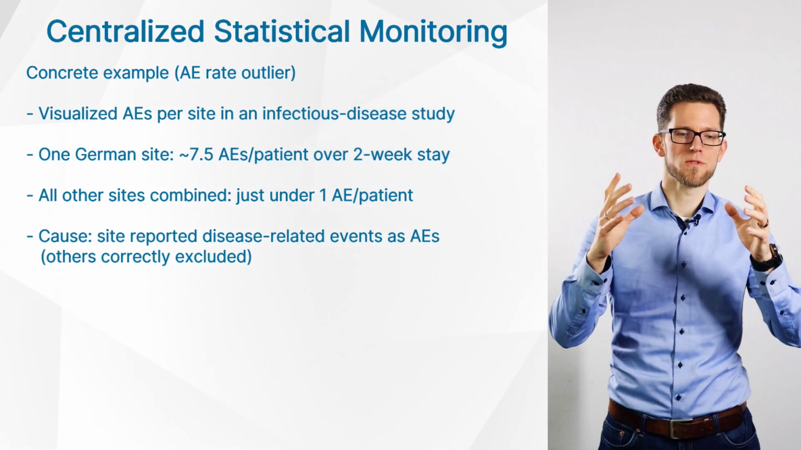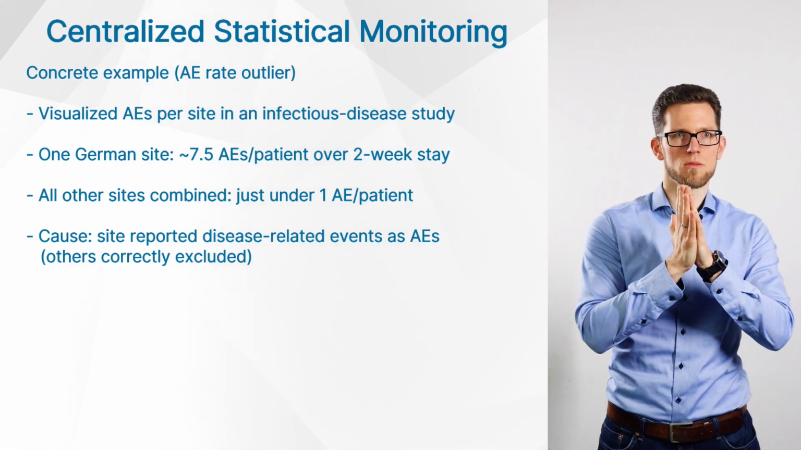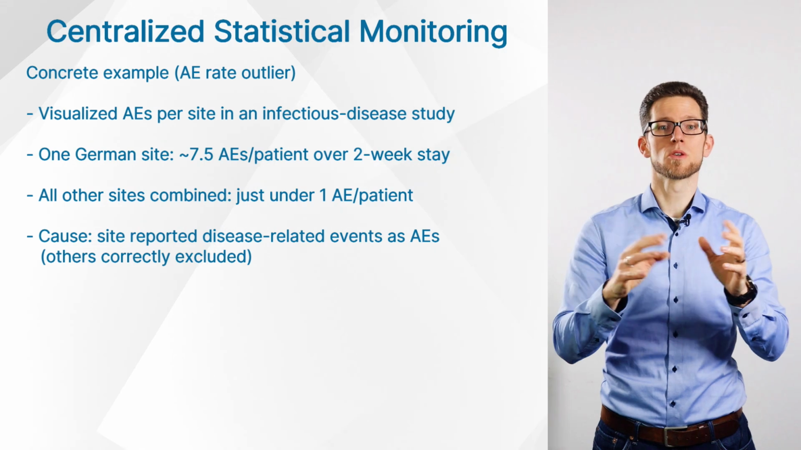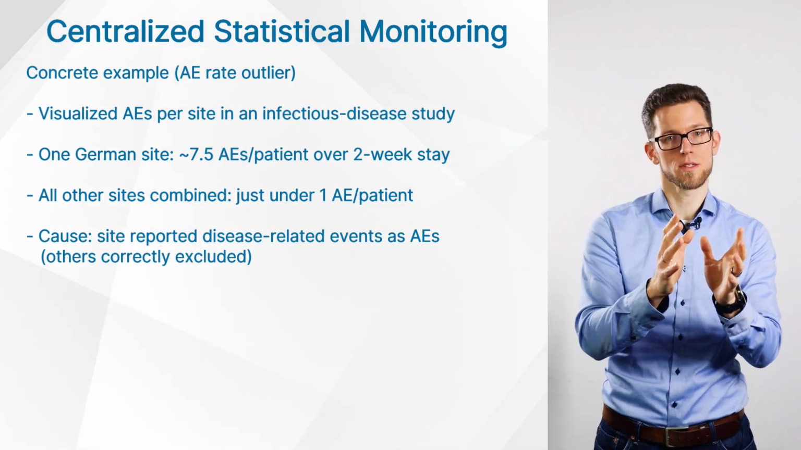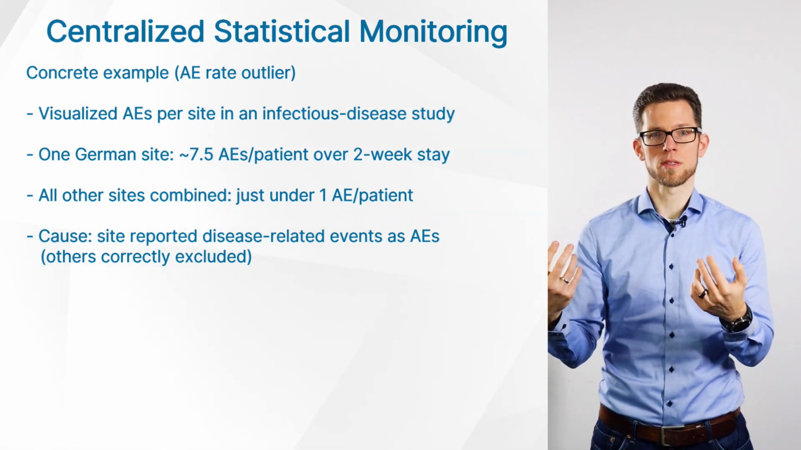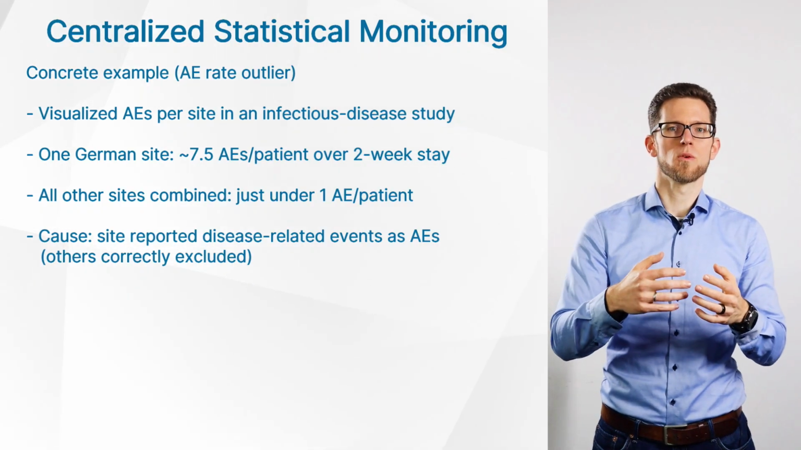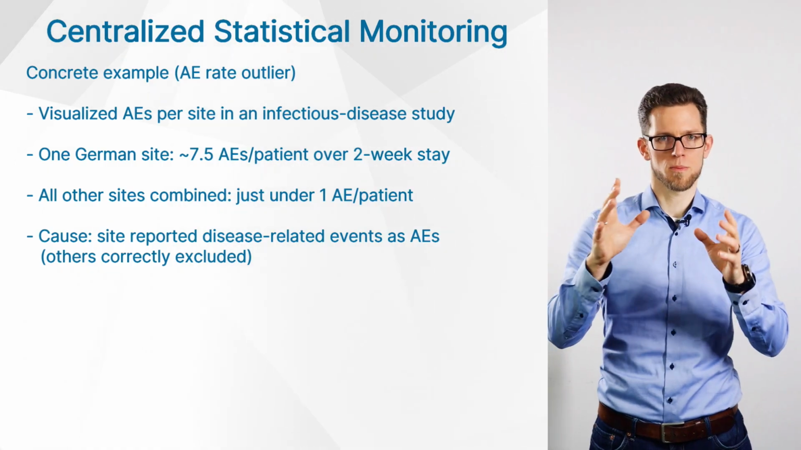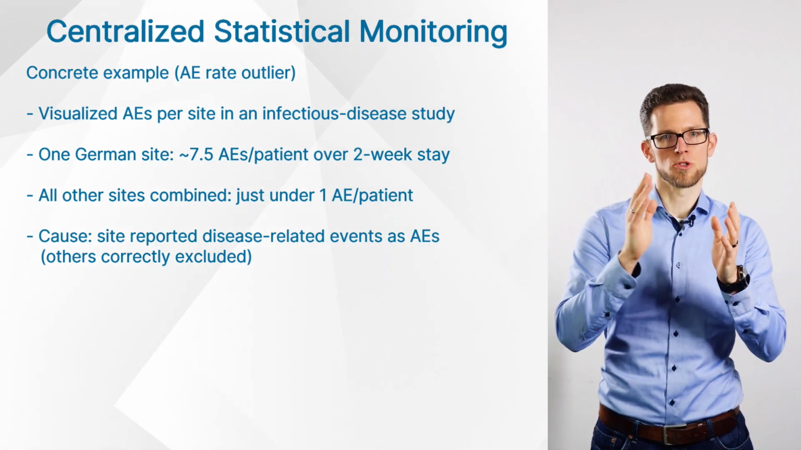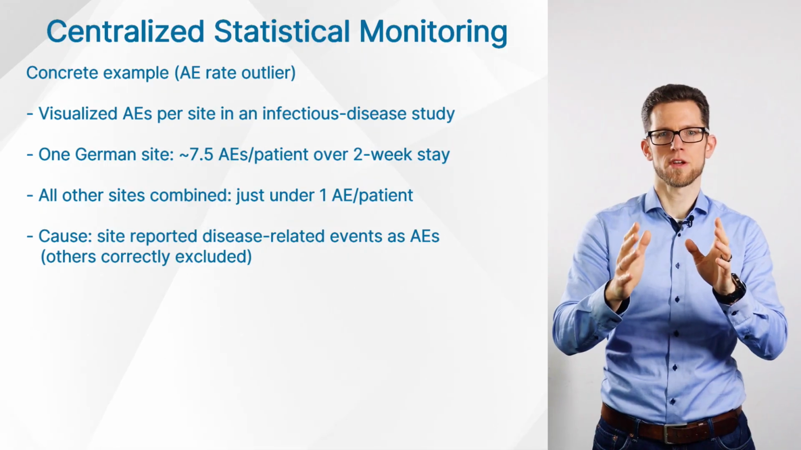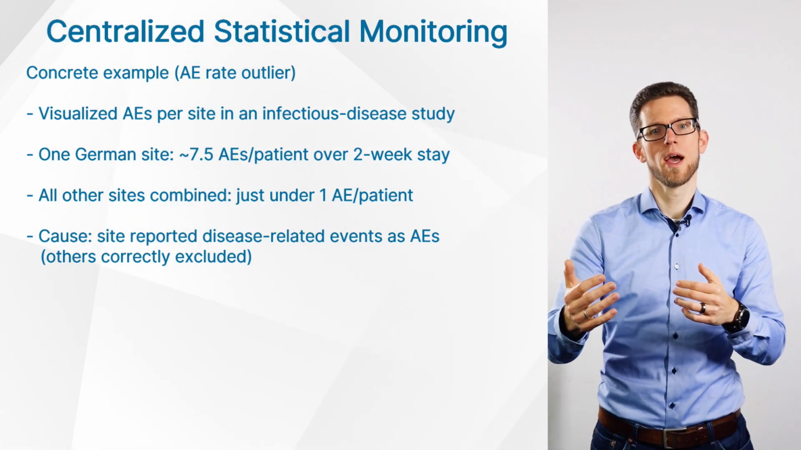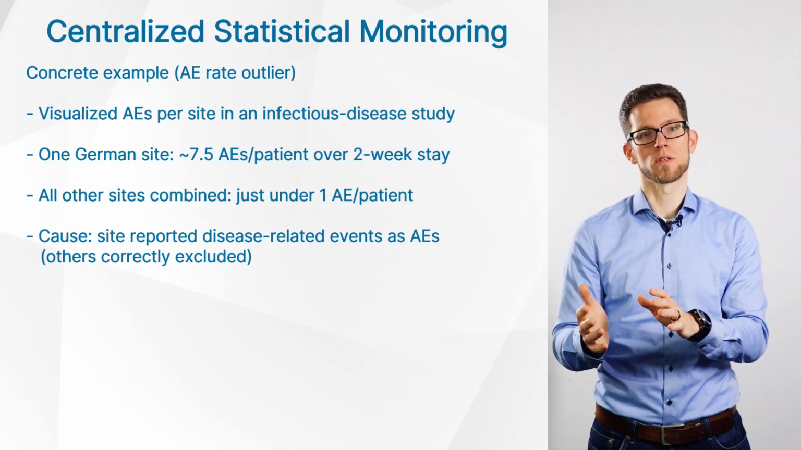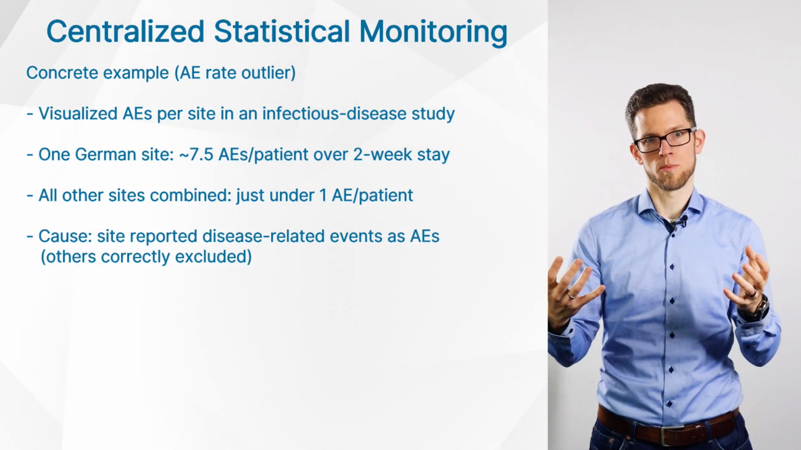we have run a trial in which we visualized the adverse event rate per site, and we really saw a very clear difference between one site, one country, and all other participating sites and countries. In this case, we saw that over the course of a 2-week treatment period, which a patient stayed in a hospital, in a German site, we had roughly 7.5 adverse events per patient reported, compared to just under 1 adverse event reported for all other trial sites combined.